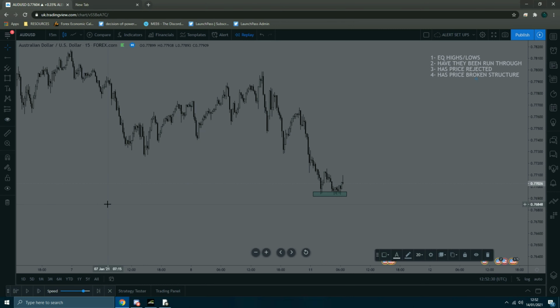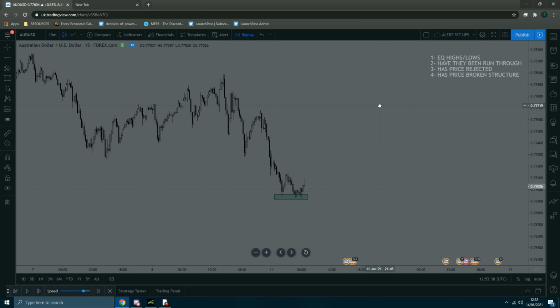Okay guys, we're on AUD USD on the 15-minute chart. Now I'm using the TradingView replay feature again in order to explain this trade setup that I have had. Okay, so in my previous videos I talked about 4 questions. Have we had equal highs or lows? Have they been ran through? Has price rejected? And has price broken structure?